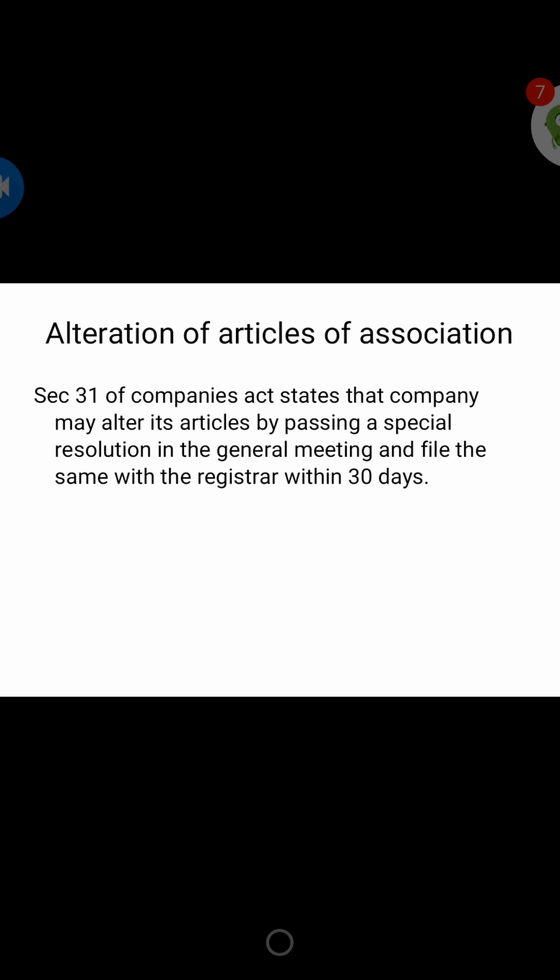and regulations. This power to alter the articles is given by the Companies Act itself. It says the company can enjoy the power to alter its articles to suit its requirements from time to time, which means the situation prevailing does not remain the same. It changes from time to time.